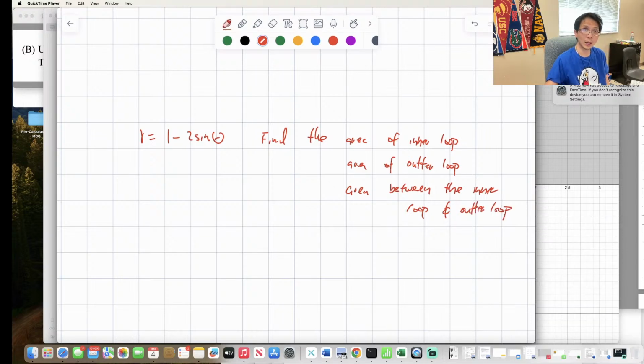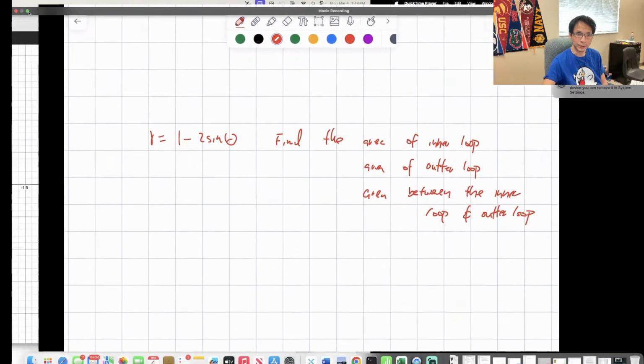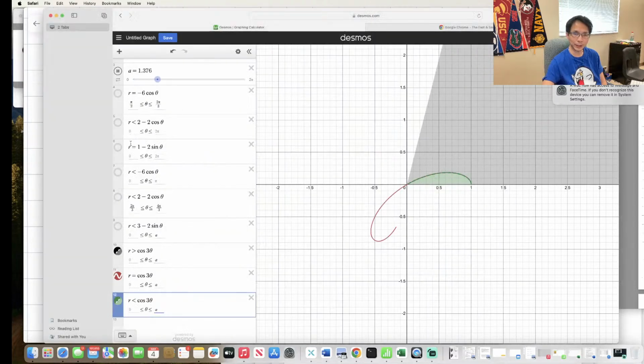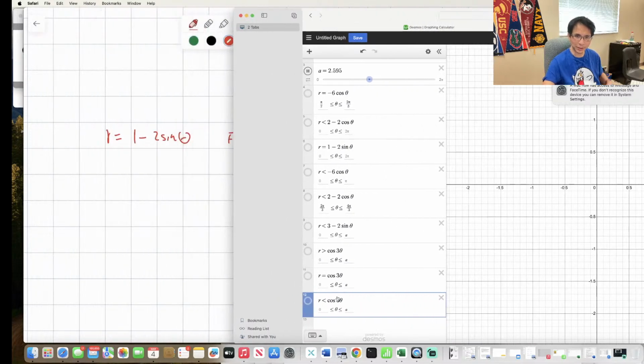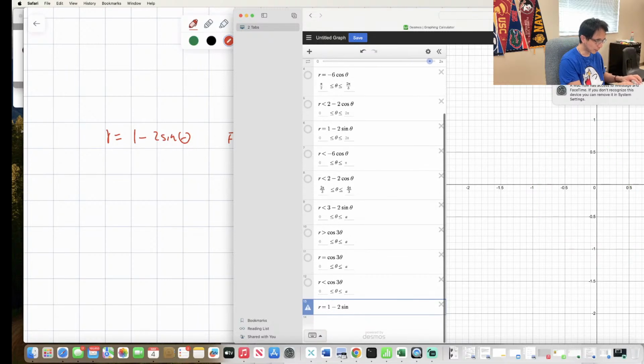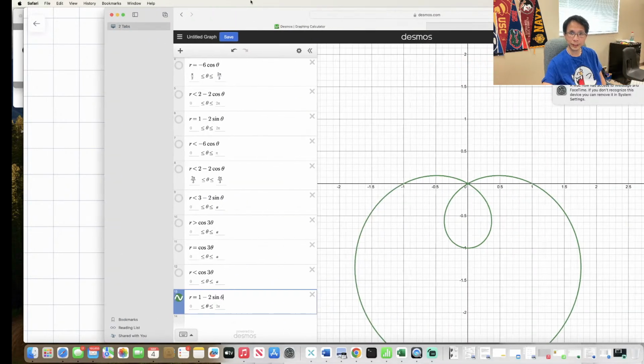Okay, so what we're gonna do is start looking at this question. Let's not graph this, we cannot graph this by hand, so we're just gonna go in from here. We're gonna say r equals 1 minus 2 sine theta. So it's gonna be this graph here, right?